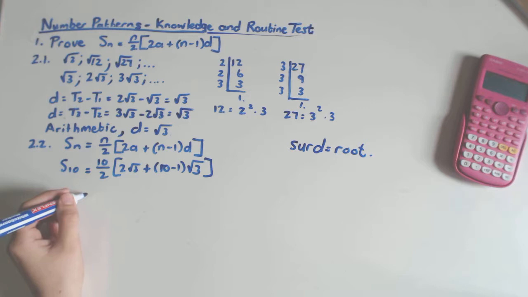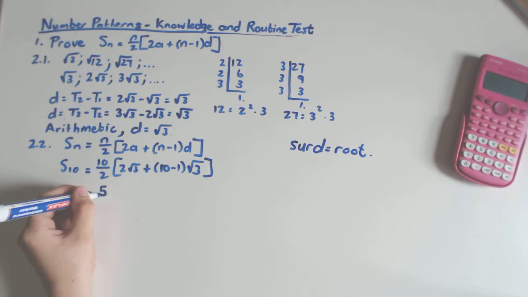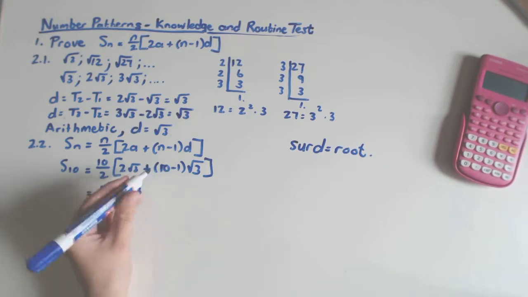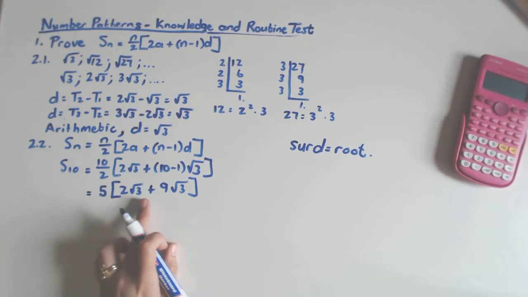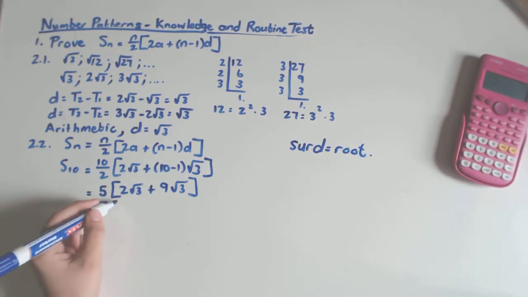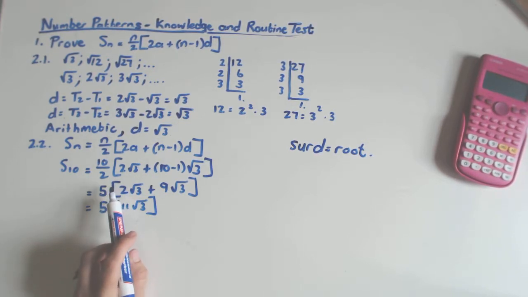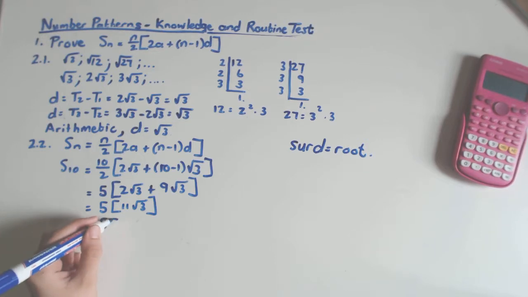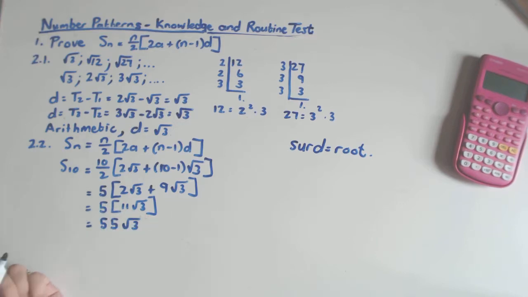Okay, so now I can just simplify a little bit. 10 over 2 is 5. Just going to leave this 2 root 3 for the moment. This is 9 root 3, can you see? Because 10 minus 1 is 9. And then 2 root 3 plus 9 root 3 is 11 root 3. You can treat this the same as 2x plus 9x. And that gives me 11x, where my x is just root 3. And then 5 times 11, I can multiply 55. The root 3 I can just leave like that. Okay.